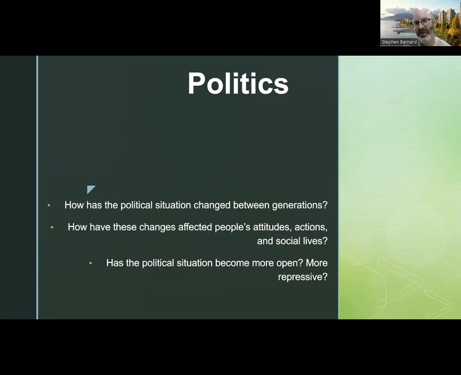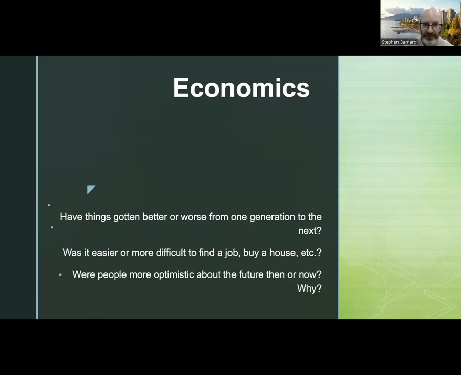You could take a look at politics. How has the political situation changed between generations? How have these changes affected people's attitudes, their actions, and their social lives? How about the political situation? Has the political situation in your country become more open, or has it become more repressive? How about economics? Have things gotten better or worse from the last generation? Was it easier or more difficult to find a job or to buy a house? Were people more optimistic about the future then or now?